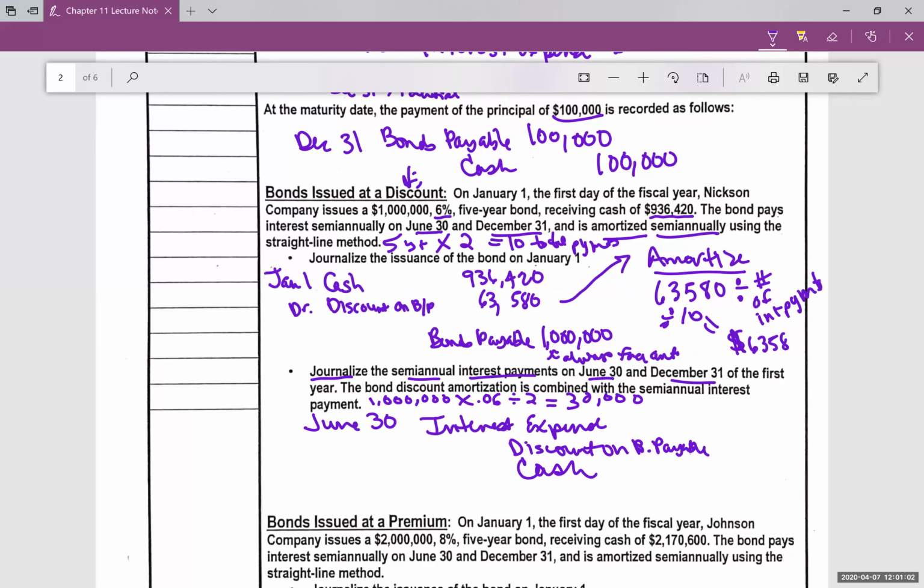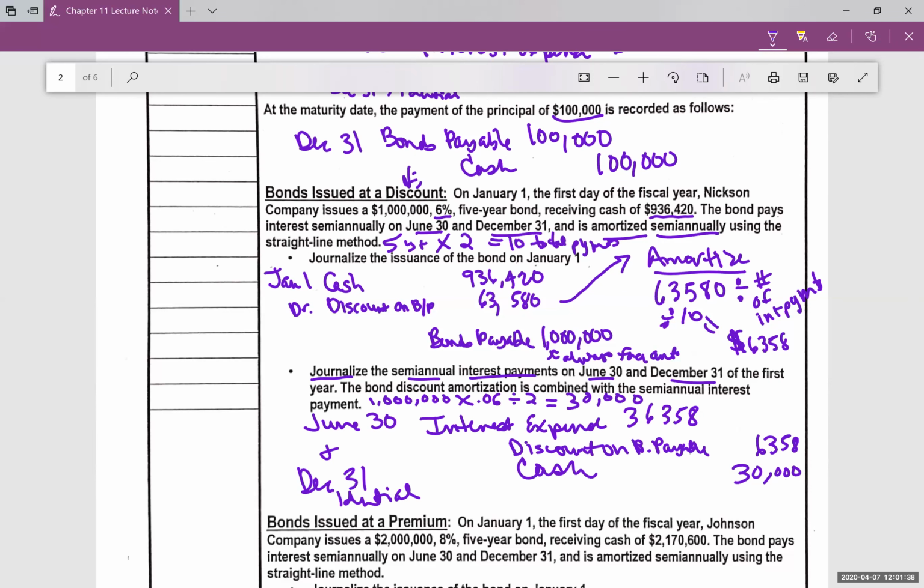Okay, so the cash paid out is 30,000. This discount on bonds payable, this is that amortization number, 6,358. And then these two numbers added together is going to be the interest expense, so 36,358. Okay. December 31st payment is identical. Now let's think about what's happening here.